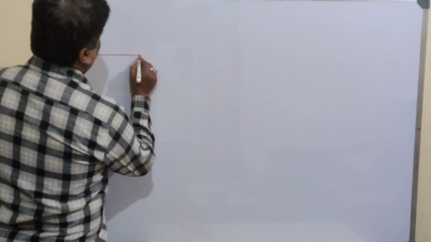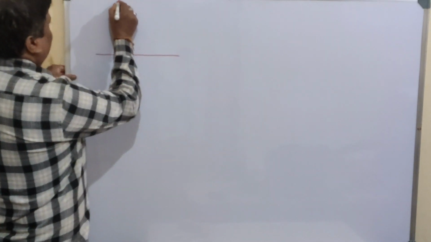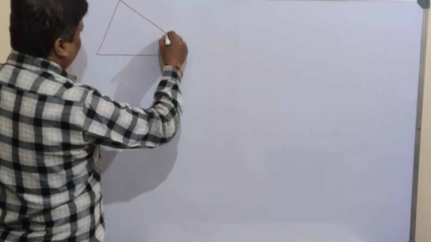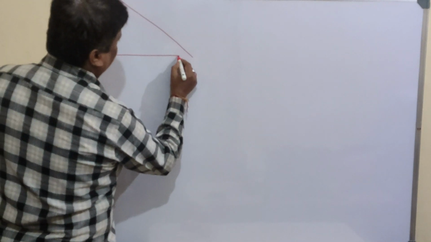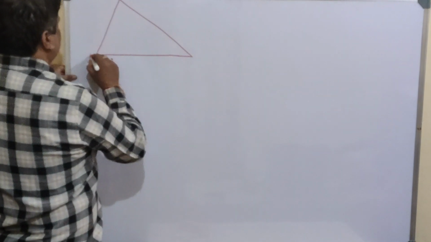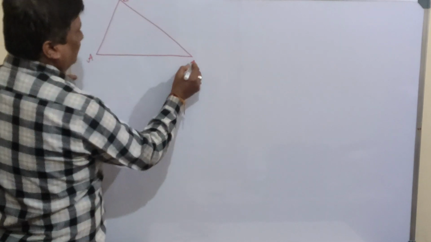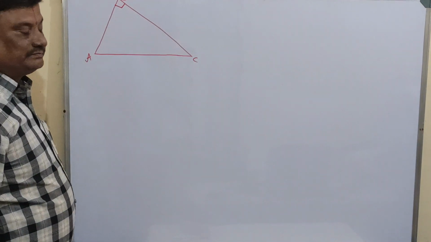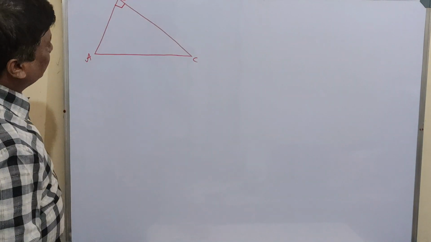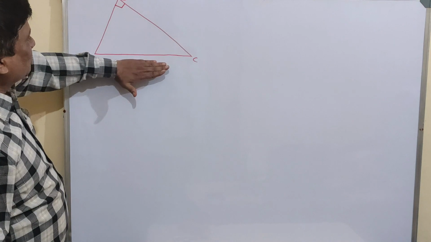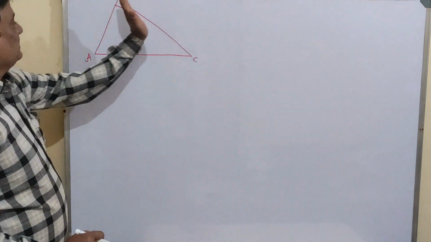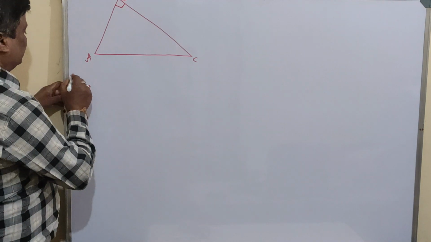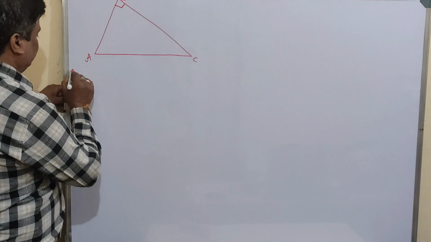Let's consider a triangle ABC, a right angled triangle. Here it is A, it is B, and it is C, and the angle at B is 90 degrees. Here we want to prove that AC square is equal to AB square plus BC square.